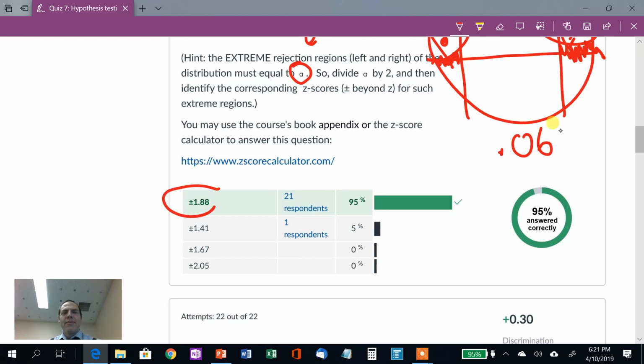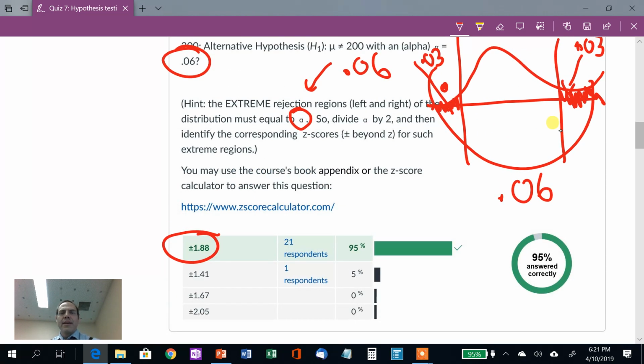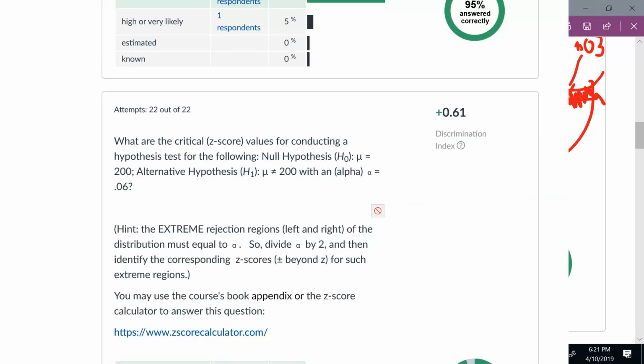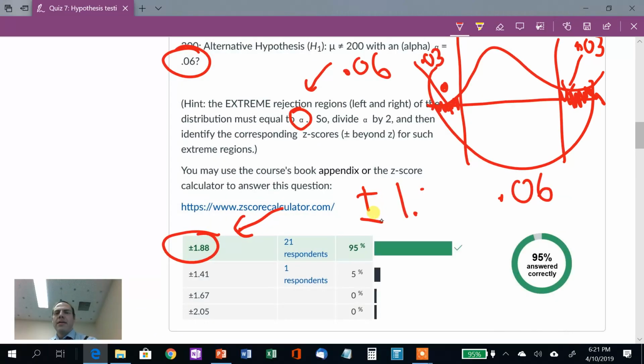So that's the answer because that's 0.03 on this side, 0.03 on that side with that z-score. Plus and minus 1.88. Questions on this one?